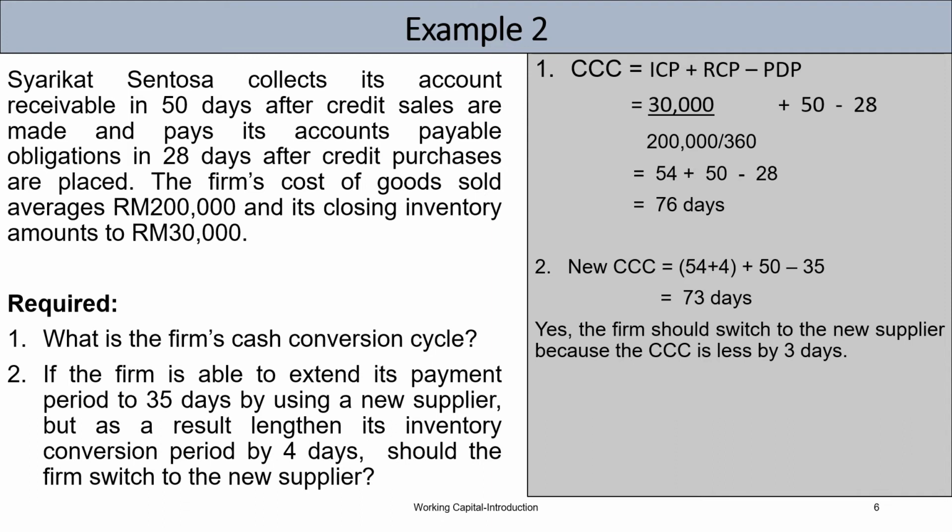So the question here is, should the company switch to the new supplier? Yes, the firm should switch to the new supplier because the CCC is less by 3 days. Okay, remember, the lesser the number of days of the CCC, the more efficient or effective the company is. So we will choose whichever is lower.